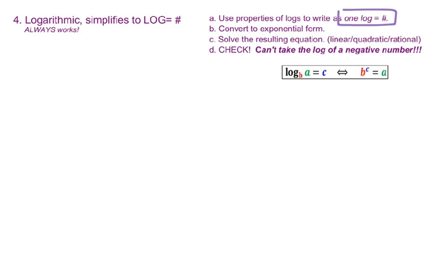Once we've done so, then we can convert to exponential form. And we did a lot of practice with that previously in this unit. So we would convert the logarithm to exponential form. At this point, we'll have an equation that we can solve. It's normally linear, quadratic, could be rational. And then finally, we have to remember to check. So let's look at an example of this type.